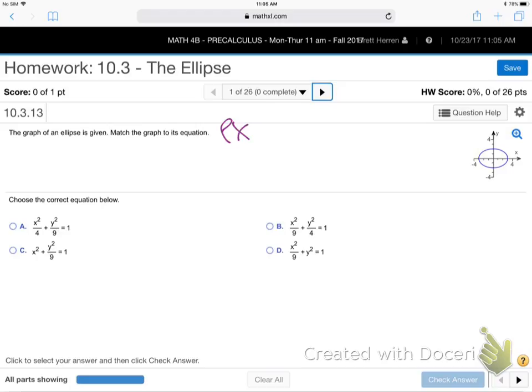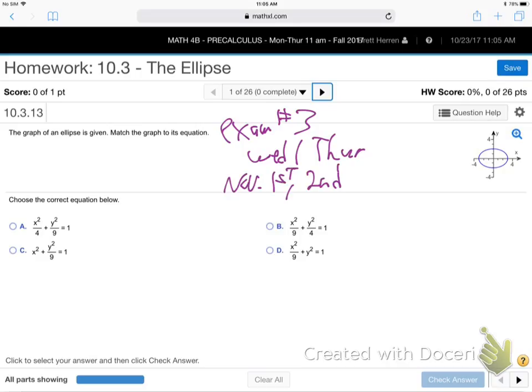Let me write that. Exam number 3, Wednesday, Thursday, November 1st, 2nd. There it is, 1st and 2nd. So the practice exam will be this Thursday, though. Monday, Tuesday, I'll move on with new stuff. Wednesday, Thursday is the real exam. So we'll take the practice exam this Thursday, and I'll go over it on Monday. You'll have the day in between, Tuesday, where I'll go on to new stuff, but you'll have a study day, and then Wednesday, Thursday of next week is the real exam number 3.